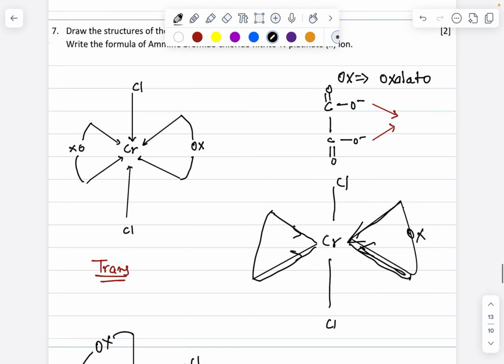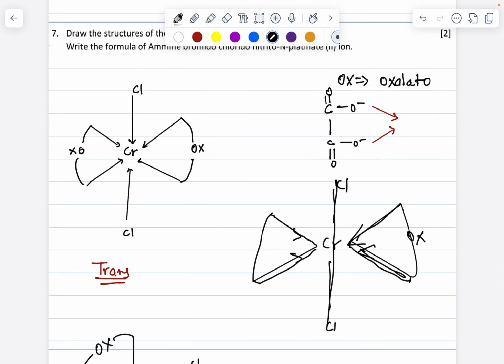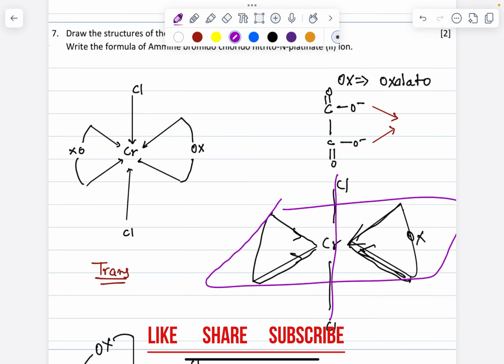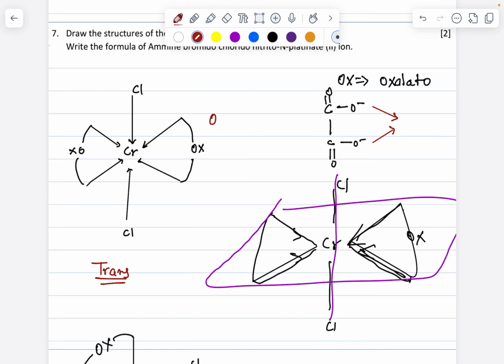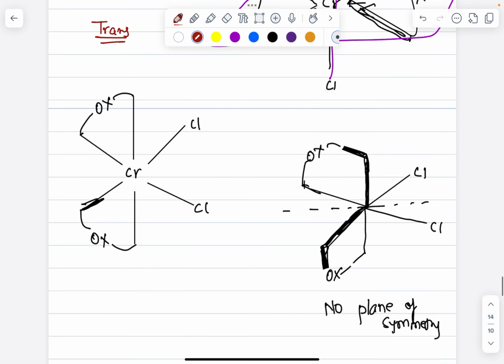Here in this case, there are two planes. You pass a plane through this, you pass a plane through this, or you can also pass a plane through this. So whenever there is a plane of symmetry, it is optically inactive. So this structure is optically inactive. This is what is not asked, optically inactive, because there is a plane of symmetry, a symmetry element. So you have to write this structure you are drawing as the answer. Okay, this is the structure which you are drawing.